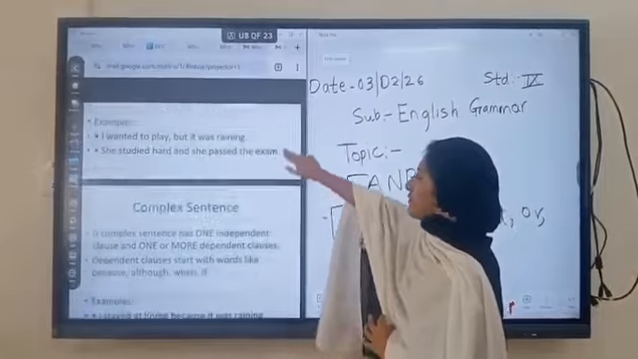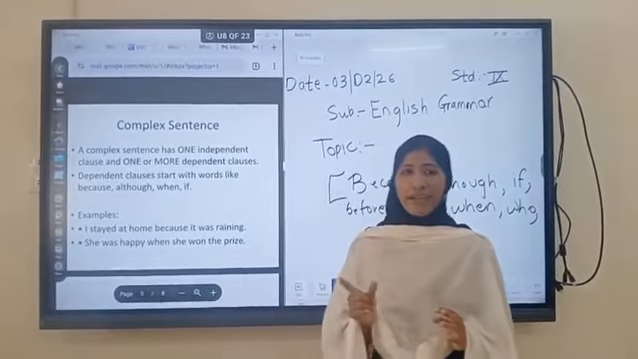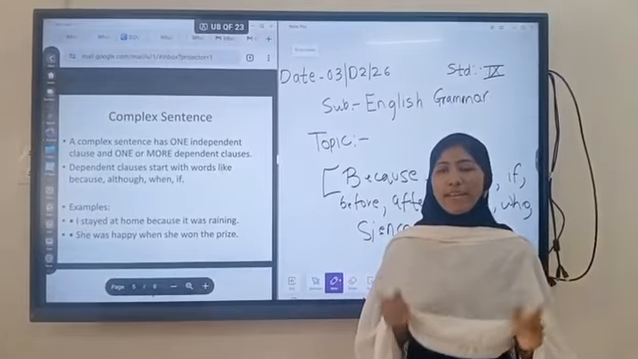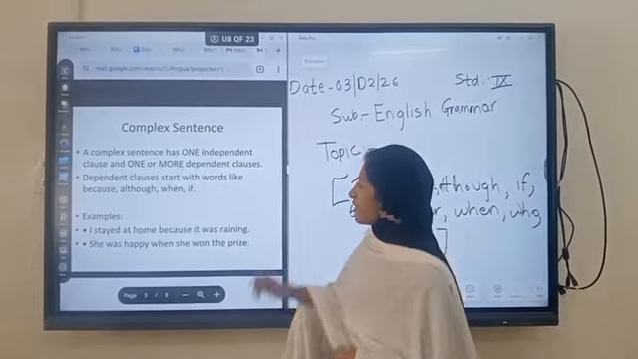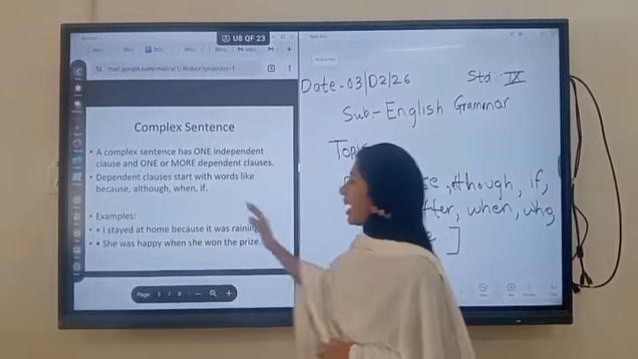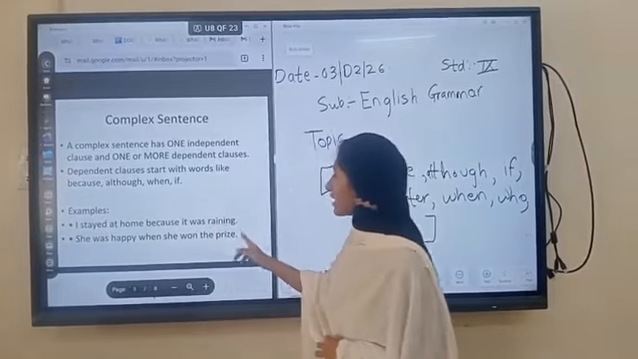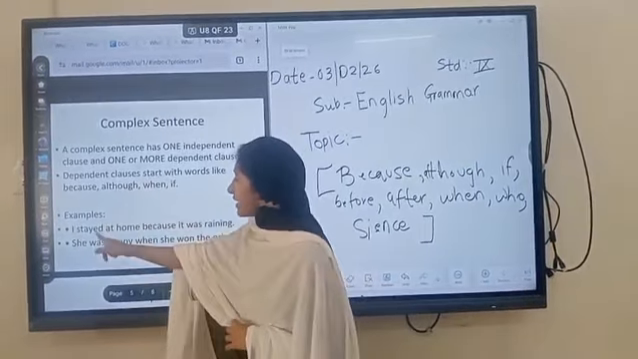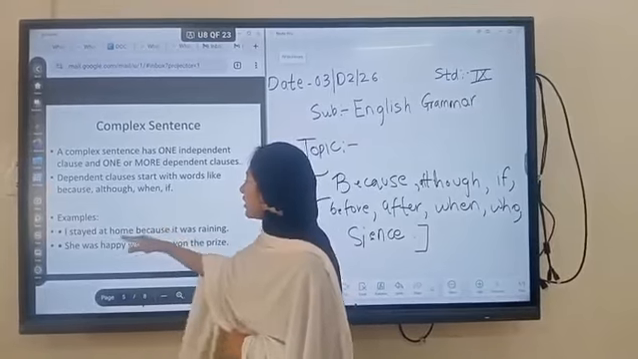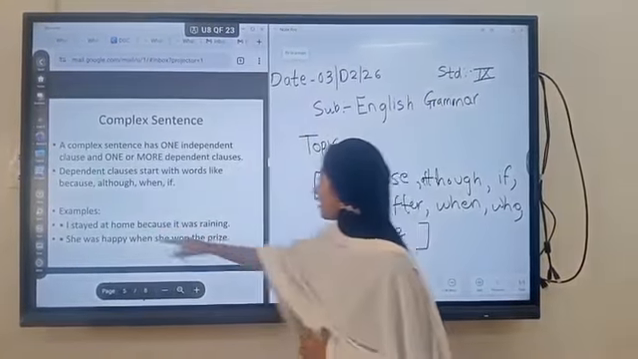So, our third sentence type is the complex sentence. It has one independent clause and another one that is dependent on the independent clause. For example, I stayed at home because it was raining. I stayed home is one independent clause. Because it was raining is dependent on that independent clause. So here the word joining the two clauses is because.